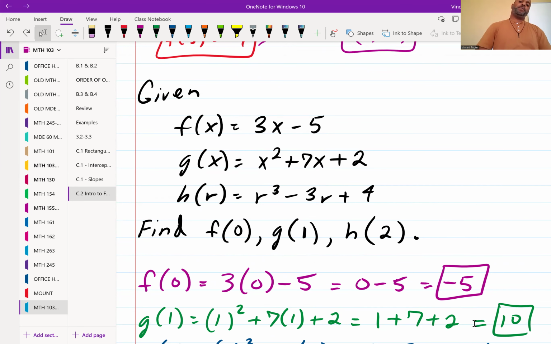Next one, g of 1. So you go to your g function and plug in 1 in each place that you see x. Notice there are 2 x's in there. So there's 1 squared plus 7 times 1 plus 2. 1 squared is 1, 7 times 1 is 7. So 1 plus 7 plus 2 will give us 10.